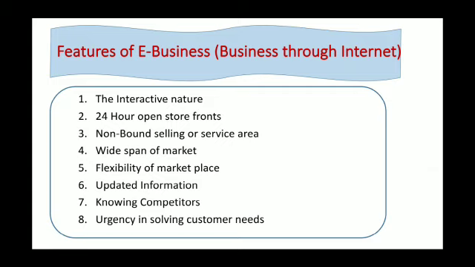Next, knowing competitors. Using the internet, one can easily know the other vendors who are selling similar goods or providing similar services. You will be knowing what competition is there. If you are a manufacturer or you are selling a product, then you will know who the competitors of your product are. Everything you can know in an electronic business.